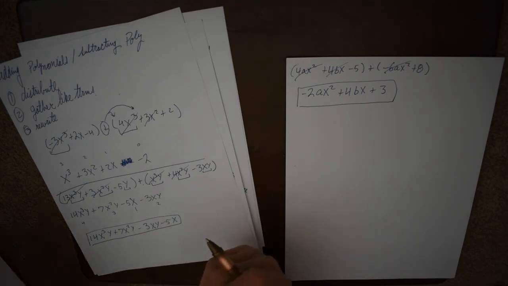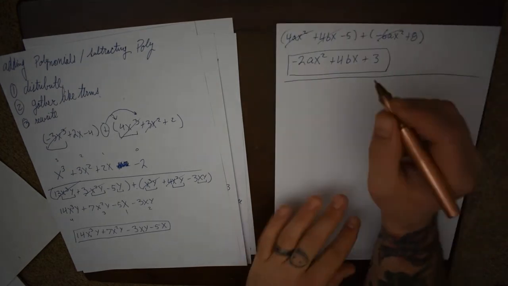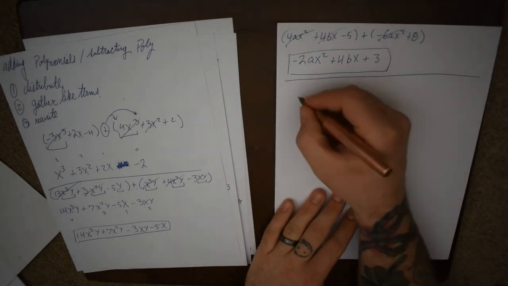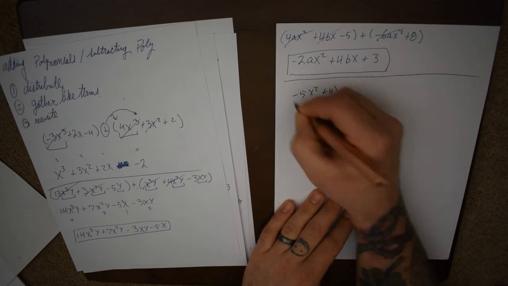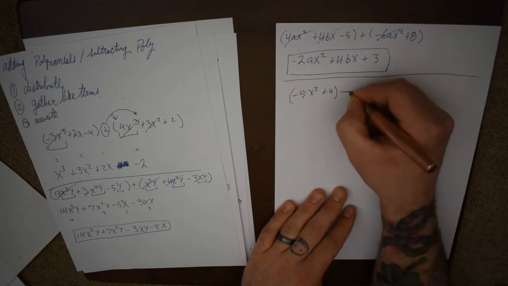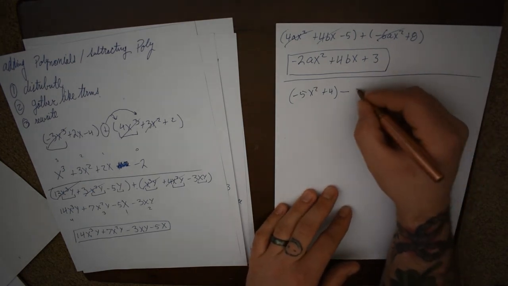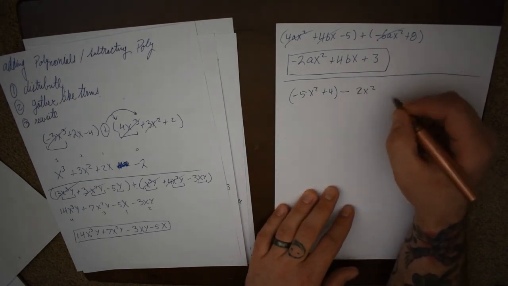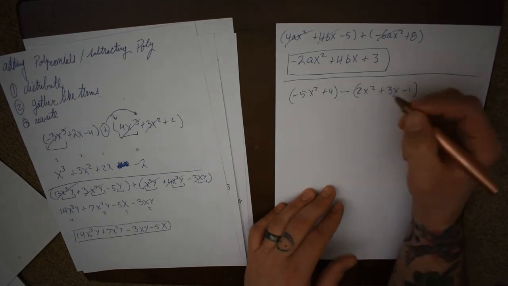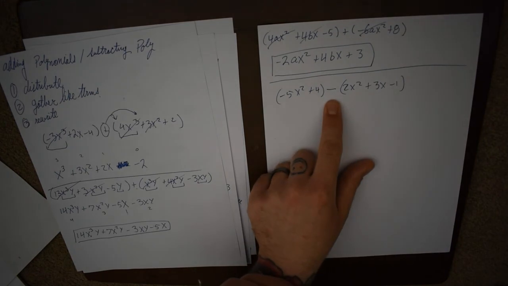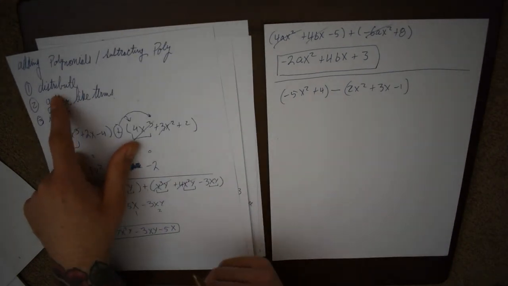So let's do an example where we actually have to distribute. Let's say we had negative 5x squared plus 4, from which we wanted to take away 2x squared plus 3x minus 1. So this is our first subtraction problem. This is also the first problem we're actually going to distribute on.